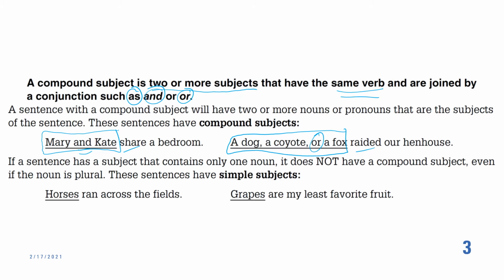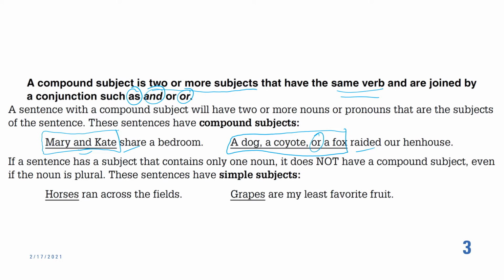If a sentence has a subject that contains only one noun, it does not have a compound subject, even if the noun is plural. These sentences have simple subjects, and this is what I talked about first. Horses ran across the fields. Horses, even if they are plural, a lot of horses, we still call it simple subject because it is not joined with any other subject.